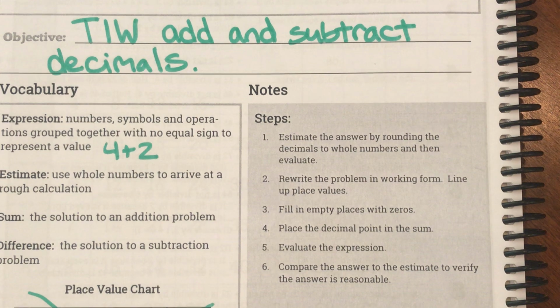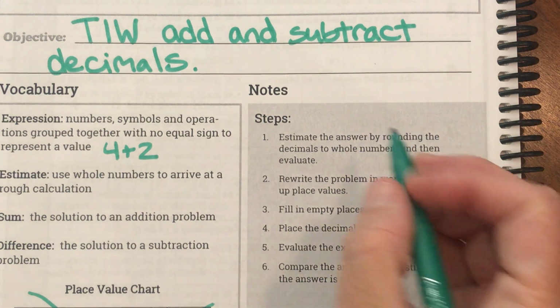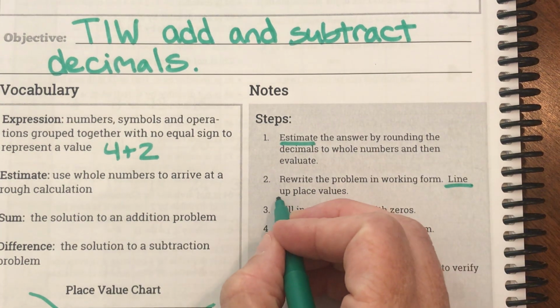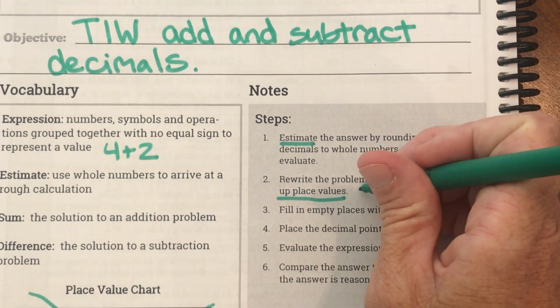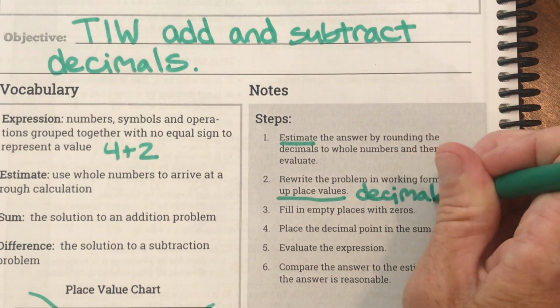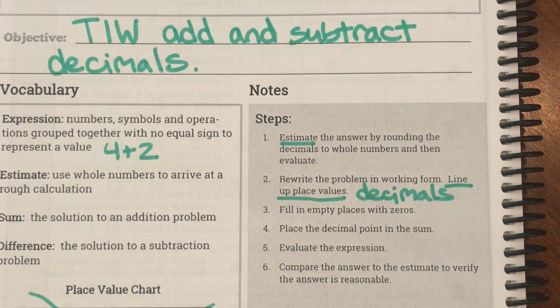Our first step says we're going to estimate the answer by rounding the decimals to the whole numbers and then evaluate. So we are going to estimate, and then we're going to rewrite the problem in working form, line up the place values. I always think of line up place values, but also decimals. So we're going to line up our decimals. If you line up your decimals, then that already lines up your place values for you. So it's just an easier way to do that.